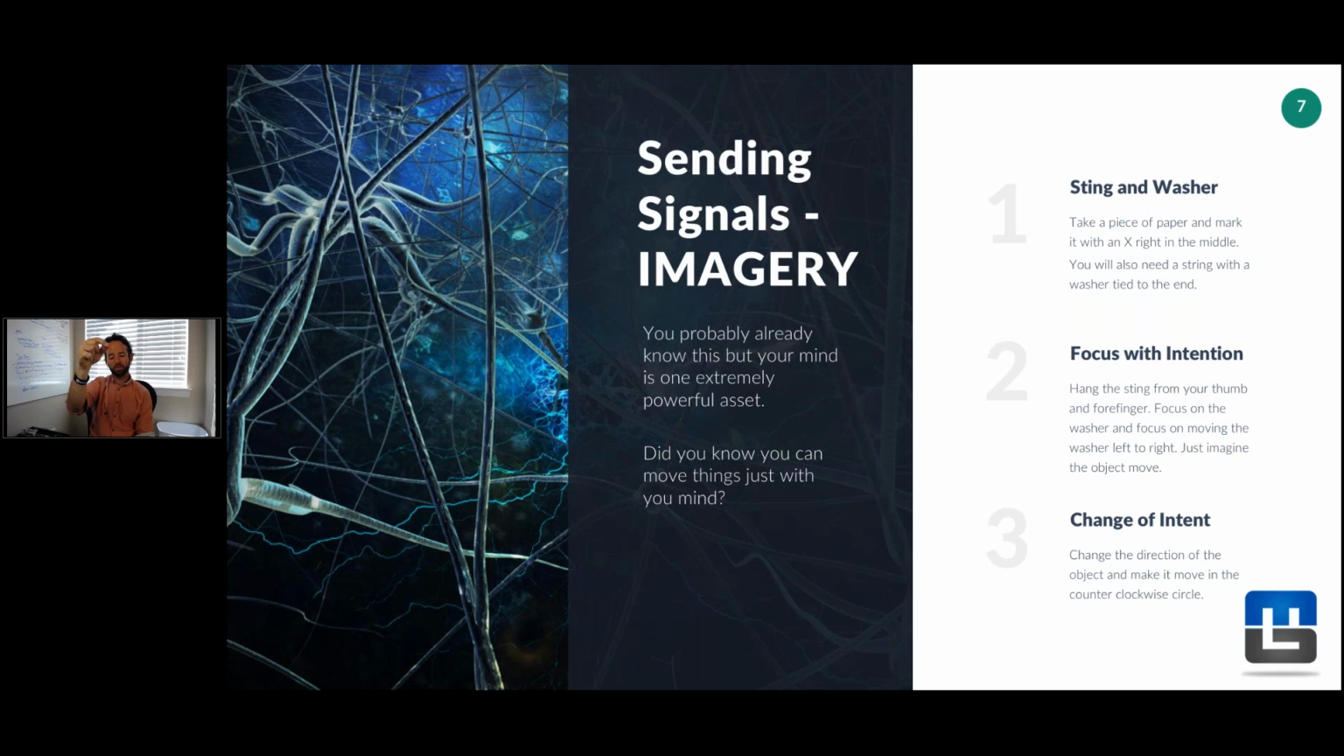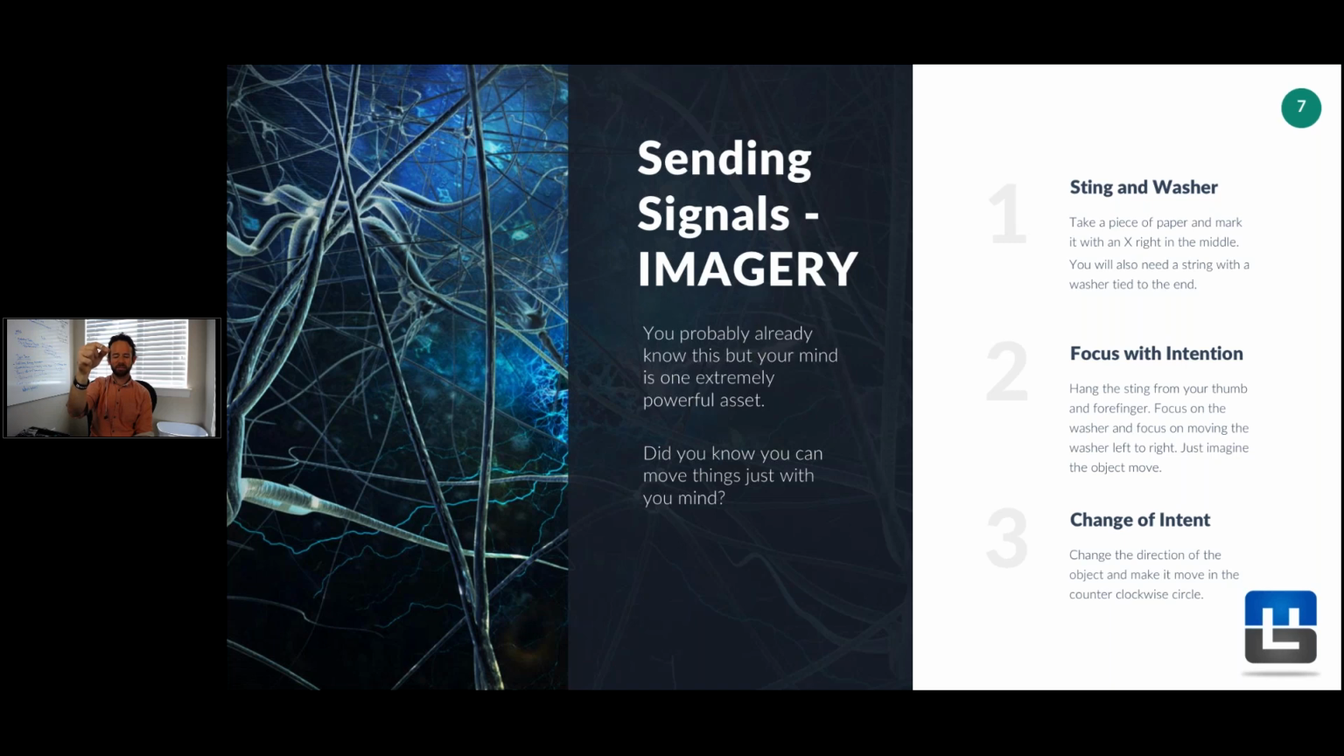Now, once you do that for a minute, I want you to see if you can change the direction of the weight. Start imagining that weight going forward and backward. And interestingly enough, when we start putting our attention on it and having intent on changing the direction, all of a sudden it starts changing.